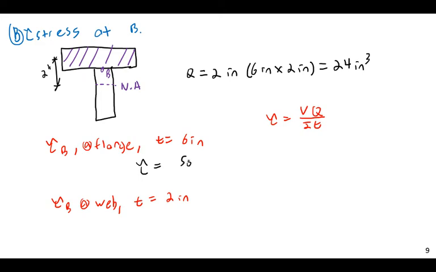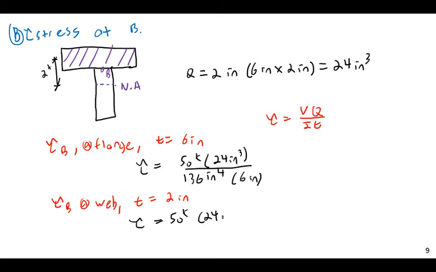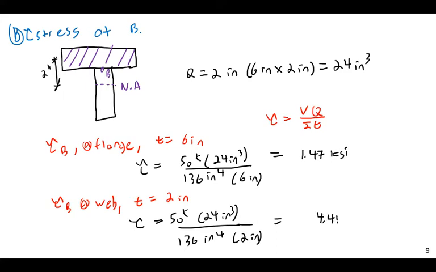Tau is 50 kips times 24 inches to the third over 136 inches to the fourth times 6 inches. And here, tau is equal to 50 kips times 24 inches to the third over 136 inches to the fourth times 2 inches. Well, this one is going to be 1.47 ksi, and this one is going to be equal to 4.41 ksi.